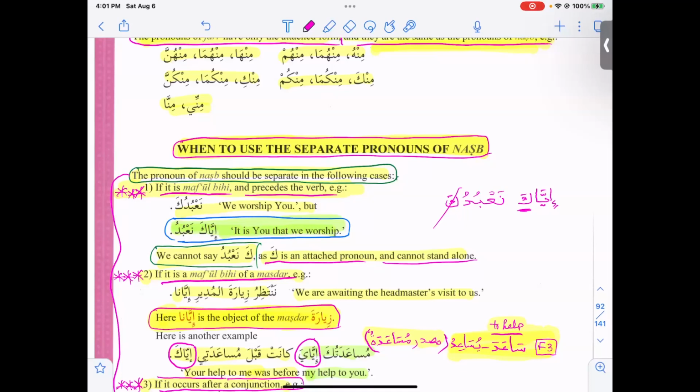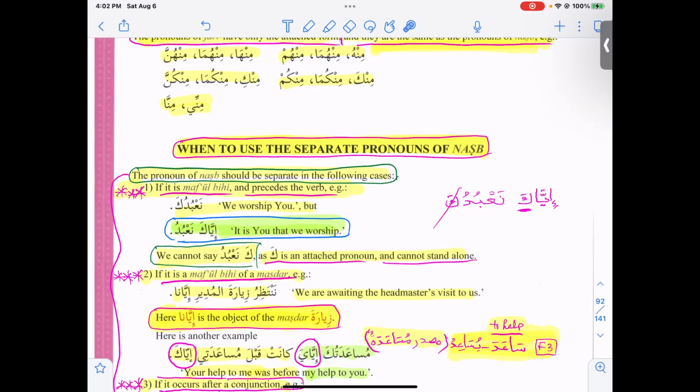And there is an emphasis. We say nabuduka, fine, that is good. But then we say Iyaka nabudu, it is you only. Nabuduka, we worship you. But Iyaka, we brought it in front of the verb, and now we give the support, iya. By doing that, we can bring it in the front. Without iya, the ka cannot stand. So Iyaka nabudu, it is you that we worship.